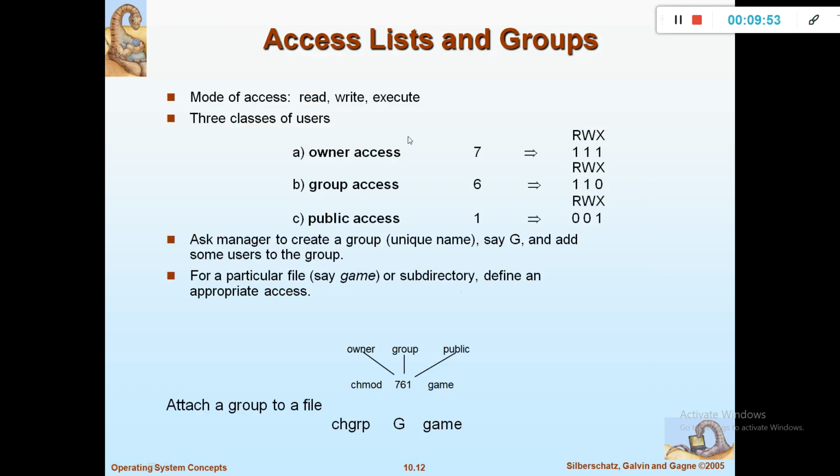Now owner is going to have all the permissions, that is read, write, execute. Group access are going to have only two permissions, that is read, write, no execute permissions, and public access are going to have only execute permissions. So these are the default permissions that are going to be assigned when you are sharing the files to the others. Other users means group users and public users.